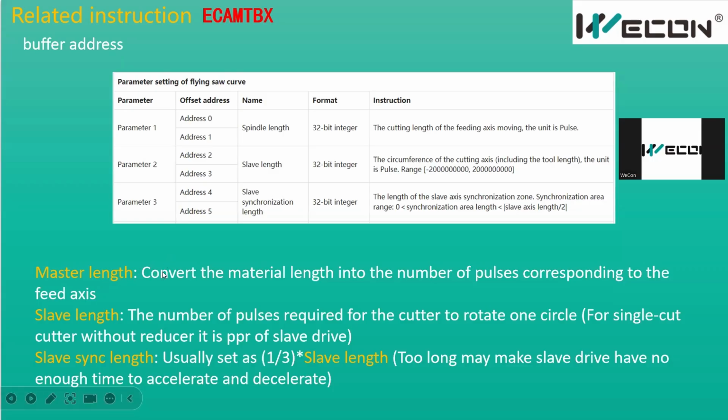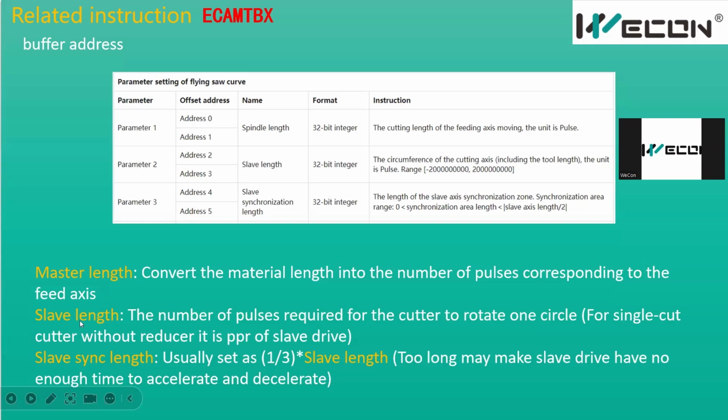The master length is the material length. It means, for example, you want to cut one 20 mm board or 50 mm board. Then we need to set the master length in this parameter. But this parameter is in pulse units, so we need to convert the length of the board to the pulse axis unit, and I will show it in detail later.